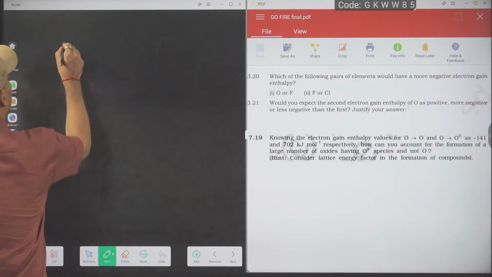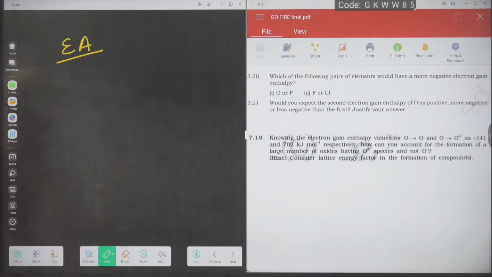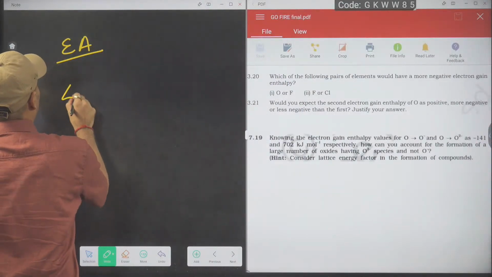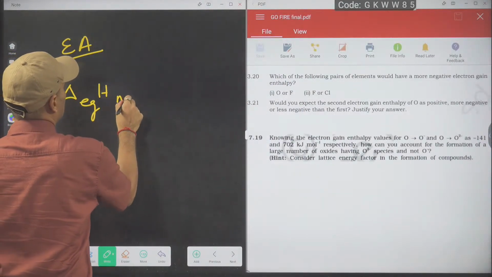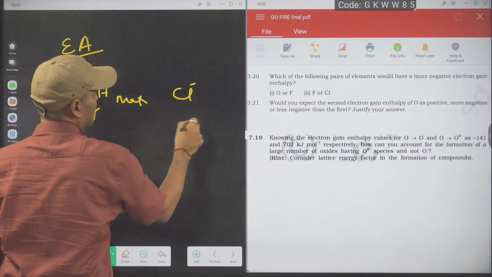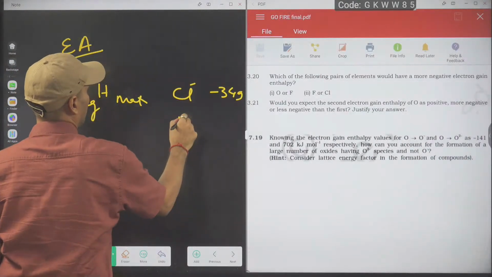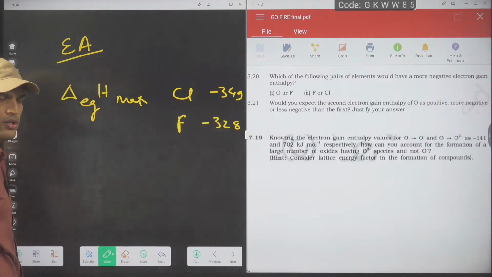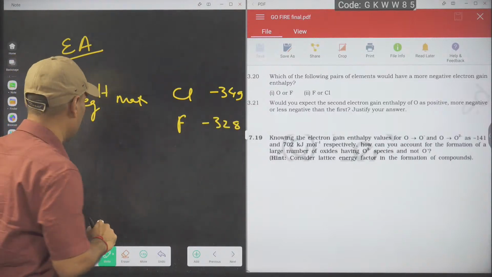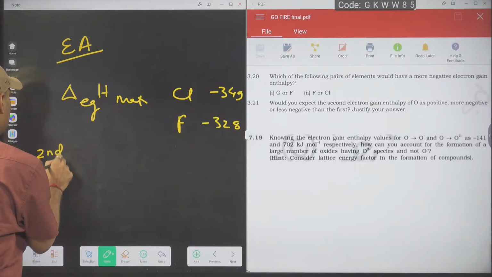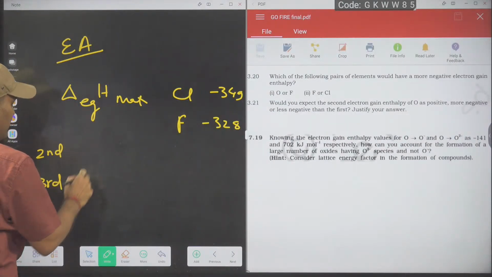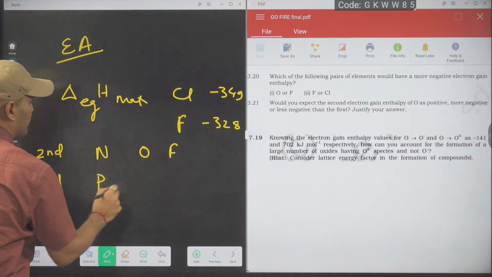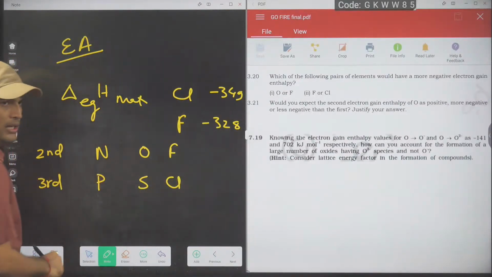Which point? Electron affinity. We know electron gain enthalpy values. Whose electron gain enthalpy is maximum? You will say, sir, chlorine, minus 349 approximately. Fluorine around minus 328. So here there is a very big exception. Everyone remember? Second period, third period: nitrogen, oxygen, fluorine, phosphorus, sulfur, chlorine.